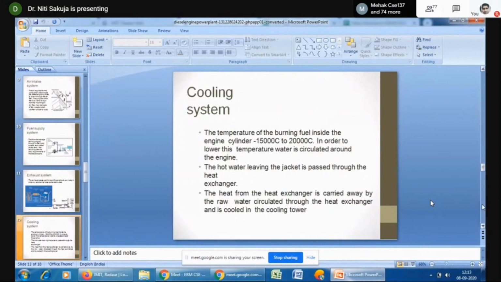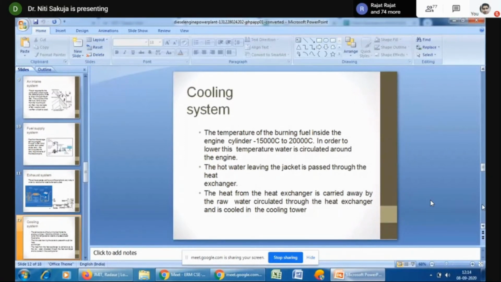Then comes the cooling system, because whenever any machinery is working, heat is generated, and the temperature of the burning fuel inside the engine is around 15,000 to 20,000 degrees centigrade. To lower this temperature, water is circulated as a coolant, and the hot water leaving the jacket is passed through the heat exchanger. The heat is carried away by the raw water circulated through the heat exchanger and is cooled in the cooling tower. So there is also a cooling system.